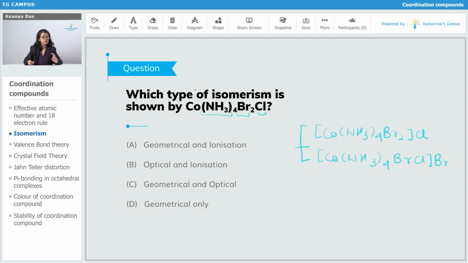Now let's see what type of complex this is. This is the type of complex MA4BC. We have already done this type of complex. We know that for this type of complex the number of geometrical isomers is equal to 2, and we also know that the number of optical isomers for this type of complex was 0. So it's going to be geometrical and ionization. That is your correct answer.